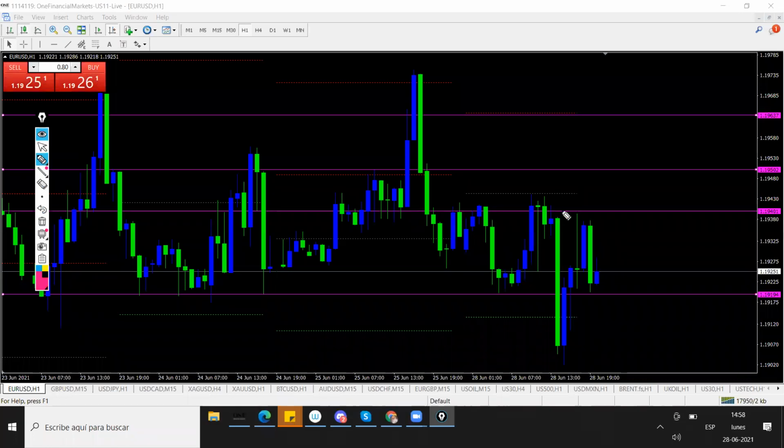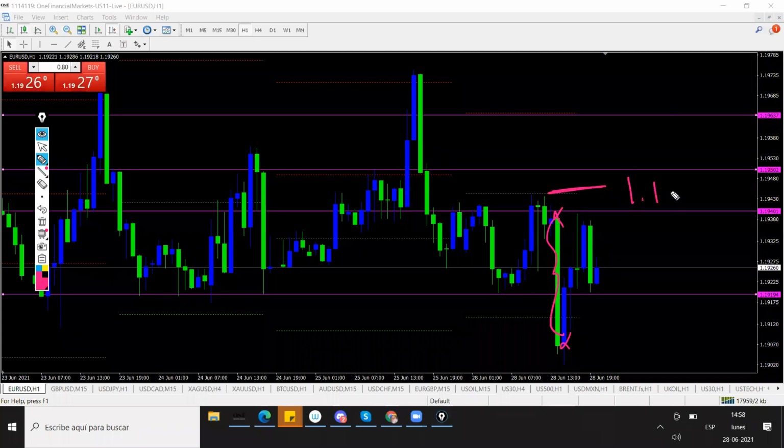So again, the European market opened for sellers on the euro. We were below the pivot point, below 1950, so all sellers went back, and it went all the way down to 119.05.